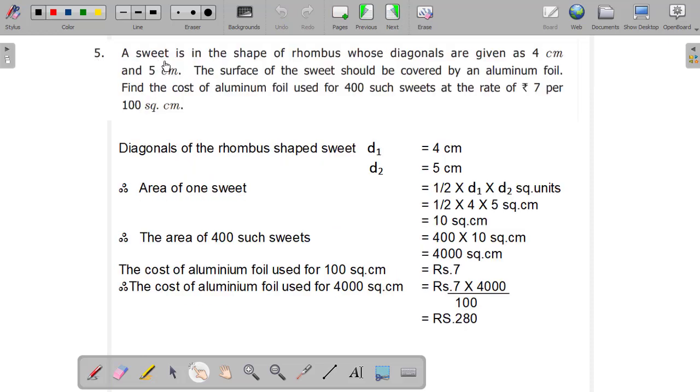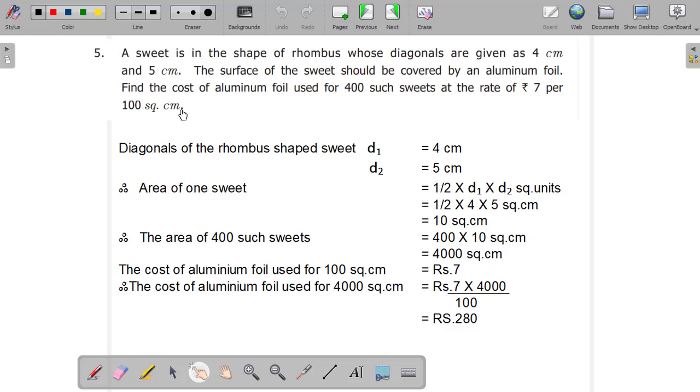Question number 5. A sweet is in the shape of rhombus whose diagonals are given as 4 centimeter and 5 centimeter. The surface of the sweet should be covered by an aluminum foil. Find the cost of aluminum foil used for 400 such sweets at the rate of rupees 7 per 100 square centimeter.